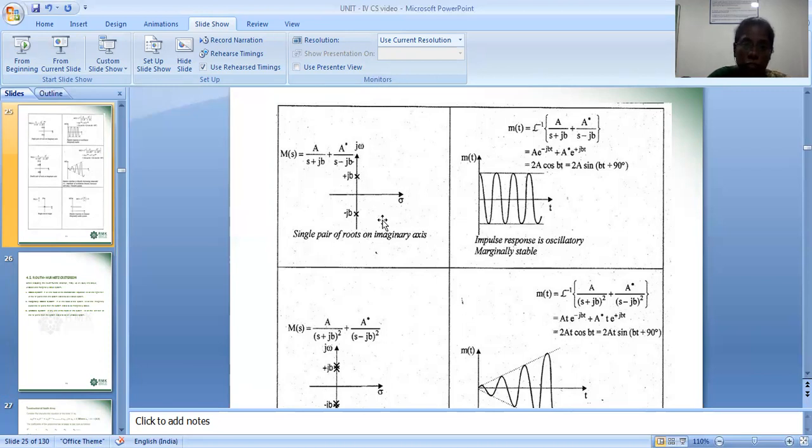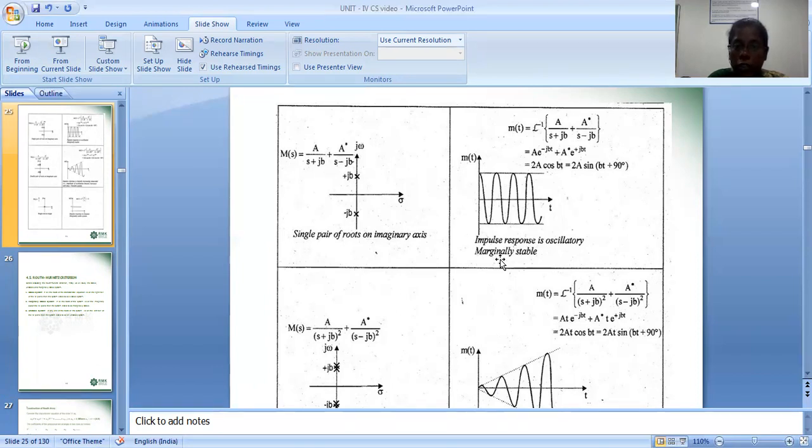If the same roots move towards the right side, then the oscillations will become exponentially increasing, which means that the system will become unstable. Since now it is a single pair of roots lying on the imaginary axis, the system becomes marginally stable. Marginally stable is also called limitedly stable. The stability is on the margin. That is, it can become either stable or unstable based on the movement of the pair.